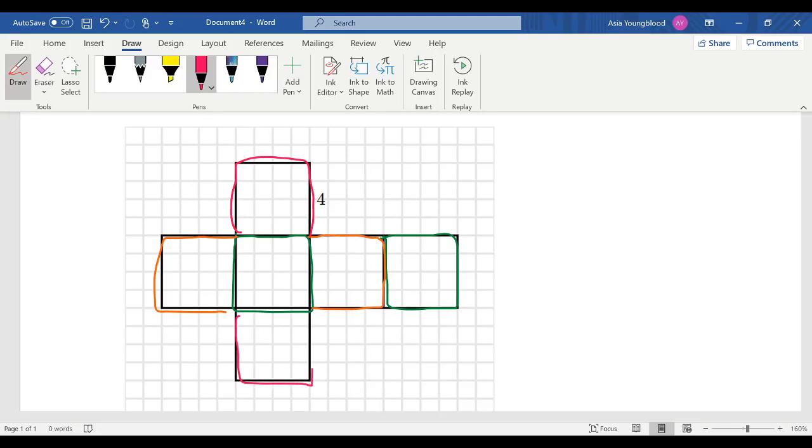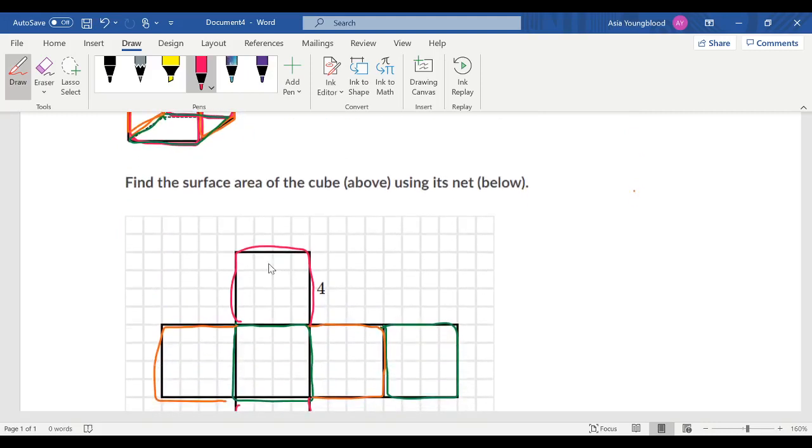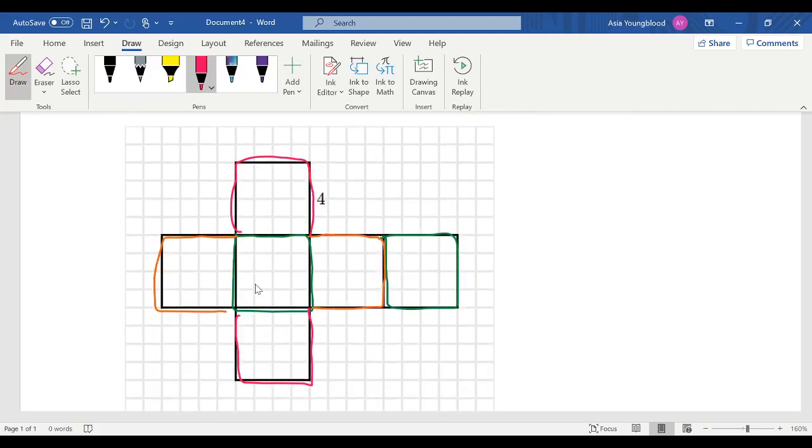So to find the area, we want to find the area of each of these squares and add them all up. Remember, to find the area of a square, you multiply the height or the width times the length, right? Because we know this is a cube, we know all these lengths are the same. That's why it was helpful for them to put the net in this grid, so that we can see this length is 4. Because this is a square, this area is going to be 16.